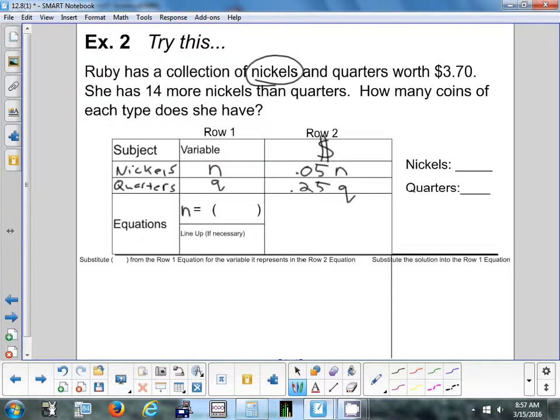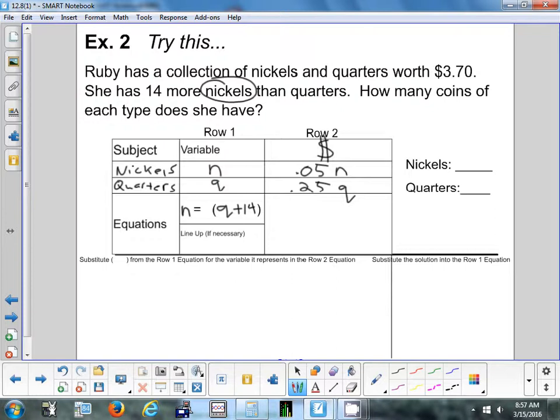Logan, why did you put Q plus 14? Oh, I'm sorry, we're looking at the wrong sentence. Because Q came second and nickels came first, so nickels equals. Why plus? Because it says more, 14 more. The nickels is 14 more than quarters. In fact, that's another way you could think of that sentence. Nickels is 14 more than quarters. So that's equation 1.